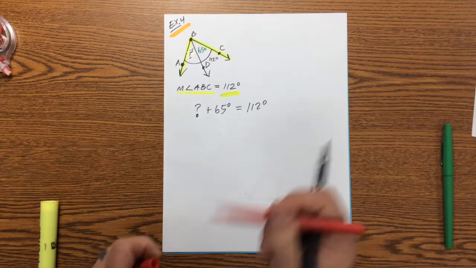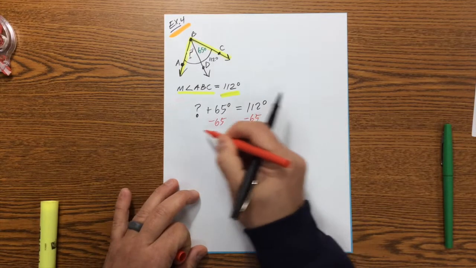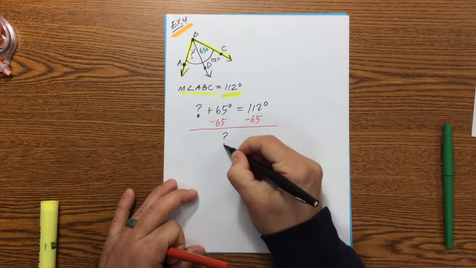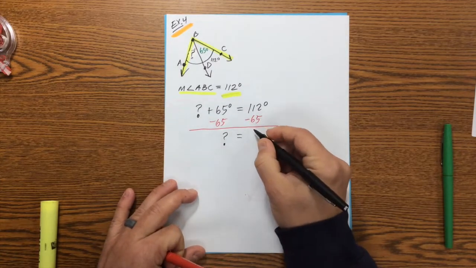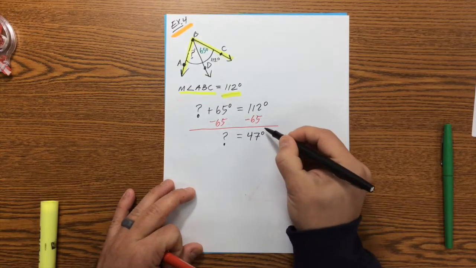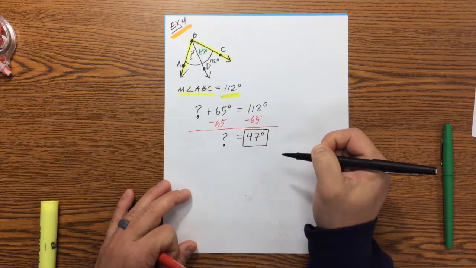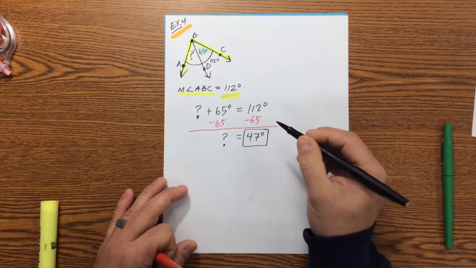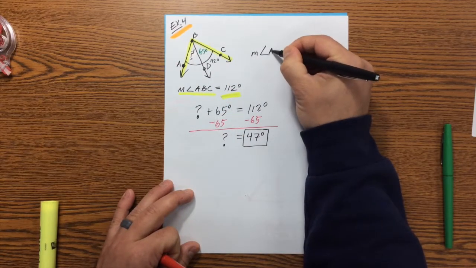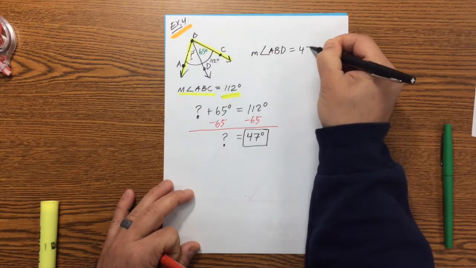Well, I'm going to subtract 65 from both sides of the equation. And what I'm going to get is, any ideas, guys? 47 degrees. All right? So we know that the measure of angle ABD is 47 degrees.